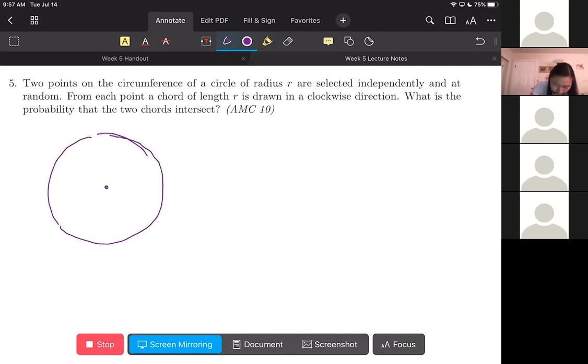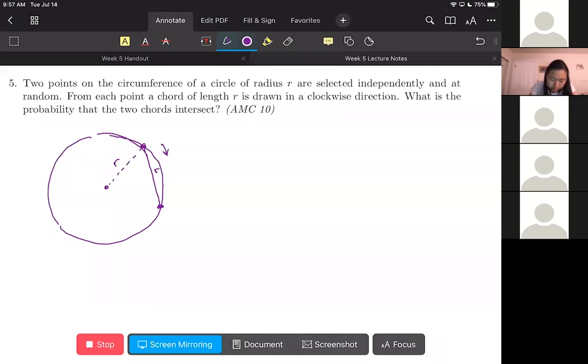And the radius is r. And then it says we pick 2 points independently and at random, and then we draw a chord of length r in a clockwise direction. So what that means is, say I pick this point, then I'm going to draw a chord of length r in a clockwise direction.